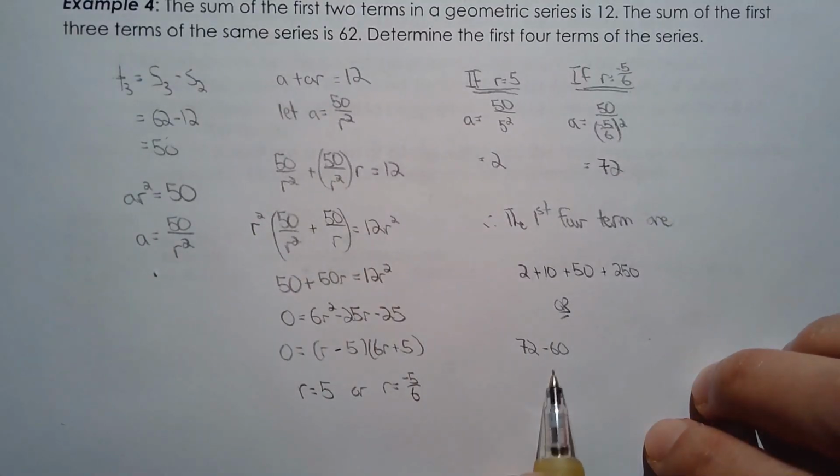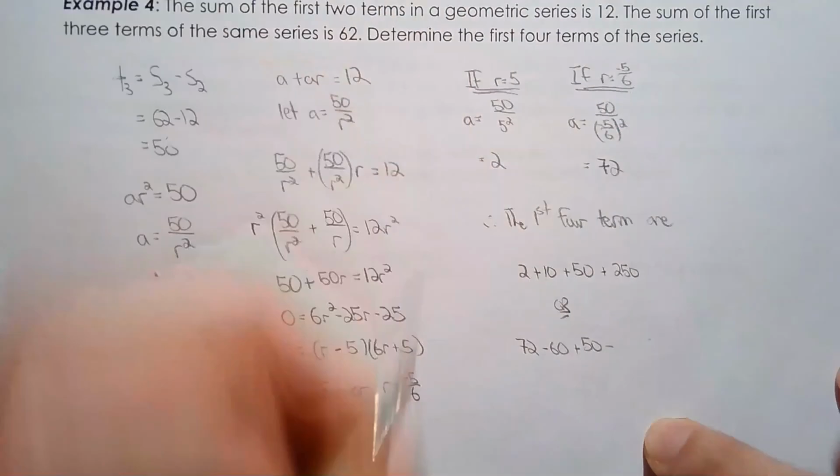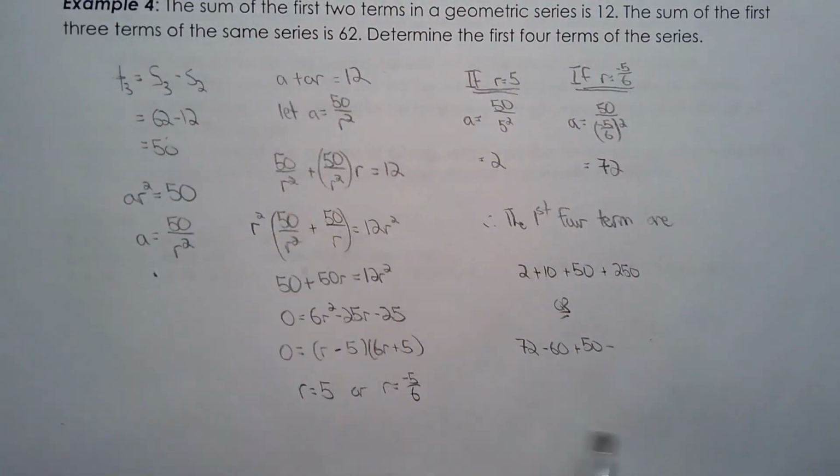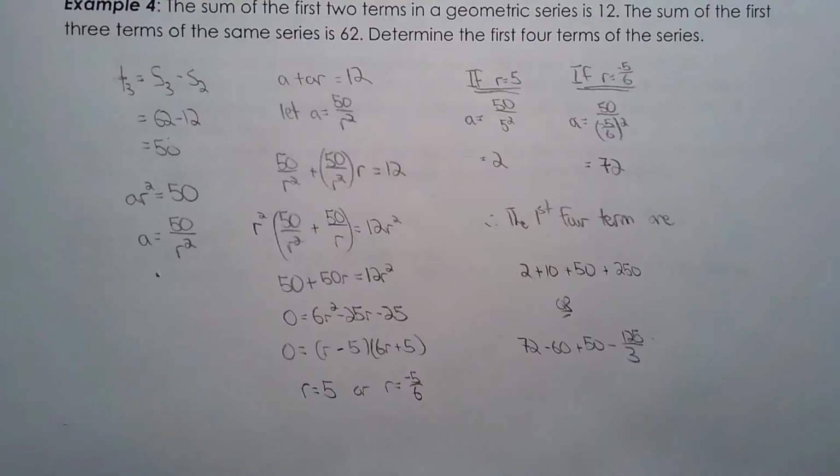Or it could be 72 minus 60, which is beautiful. Gets a 12, because it's multiplied by negative 5 over 6. So you do that again, you get plus 50. And then what's the fourth term? Who cares? But we're going to find it anyways. These three terms satisfy both relationships. And I take 50 and multiply by negative 5 over 6, negative 125 over 3. So there. Okay, so the terms of the geometric series are either 2, 10, 50, 250, or 72, negative 60, 50, and negative 125 over 3.